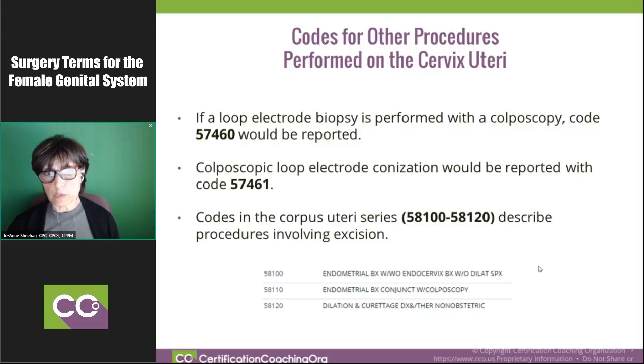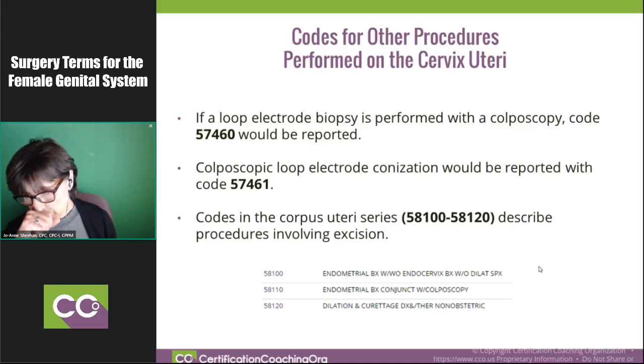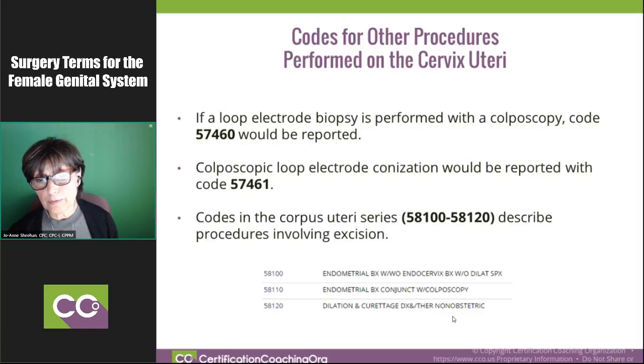Codes in the corpus uteri series, 58100 through 58120, describe procedures that involve excisions. So 58100 is the endometrial biopsy with or without endocervical biopsy, without dilation. And 58110 is endometrial biopsy in conjunction with colposcopy. And then 58120 is dilation and curettage, diagnostic and therapeutic, non-obstetric D&C.